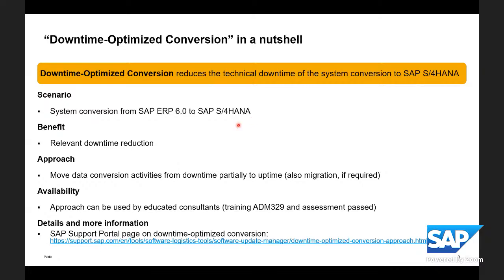The benefit of this approach is that we have a relevant downtime reduction, and we will see later why I call this relevant. The approach as such is moving activities from downtime to uptime, at least partially, especially the data conversion. So we will talk about what data conversion is in the context of a system conversion. If migration is part of the activities of the Software Update Manager, those will be partially moved to uptime as well. The approach is generally available for educated consultants.